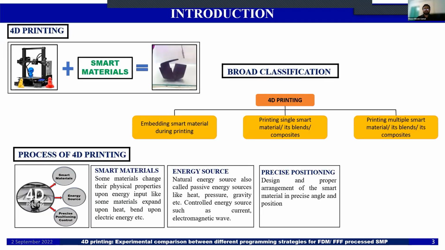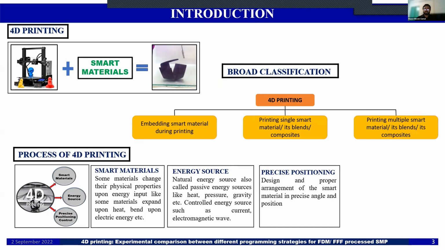So coming to the introduction, what does 4D printing exactly mean? 4D printing is a process of manufacturing a part layer by layer using a smart material. And once the part has been created, we can provide some external stimulus to it so that it can change its shape and size over time. So the fourth dimension here is time.